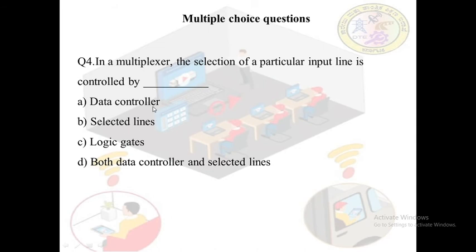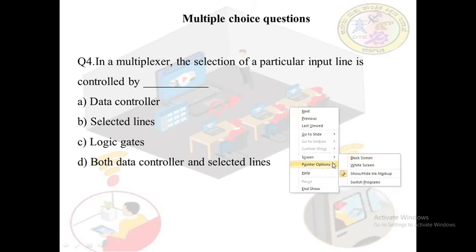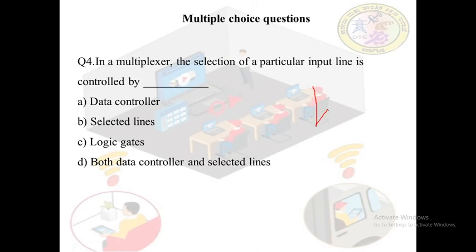Question 4. In a multiplexer, the selection of a particular input line is controlled by. So we know the selection among the different inputs is taken care of by the select lines. That is option B. It is not the data controller, not the logic gates, not both data controller and select lines. Option B, the select lines are the very reason for selection of a particular input from the different alternatives available.